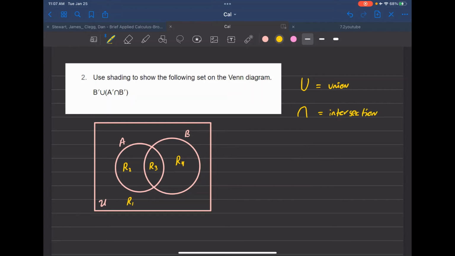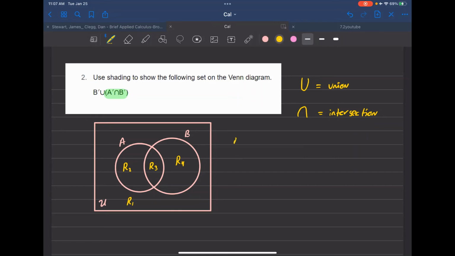So now we're looking at this portion. We want to find B prime, meaning B complement, and union that with the intersection of A complement and B complement. So the first thing you want to do is figure out what this set is. Whatever that is, you're going to union that with B complement. So let's figure that out.